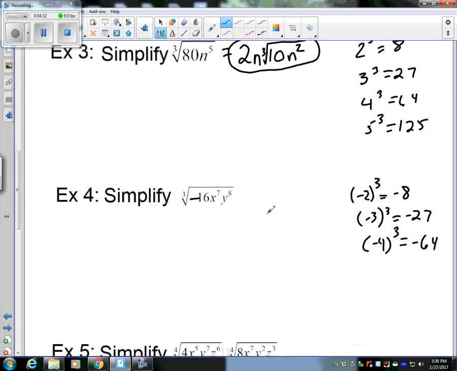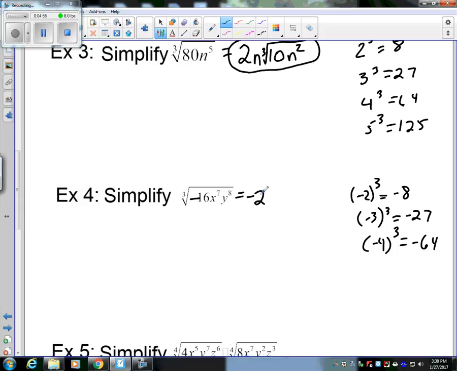So, thinking about that, now we think cube root of negative 16. Which one is going to be here? Anytime it's negative underneath the cube root, let's divide by negative 8. So the cube root of negative 16 is negative 2.